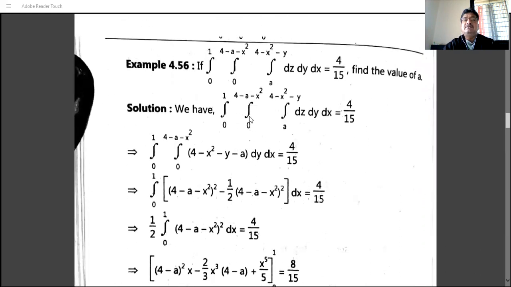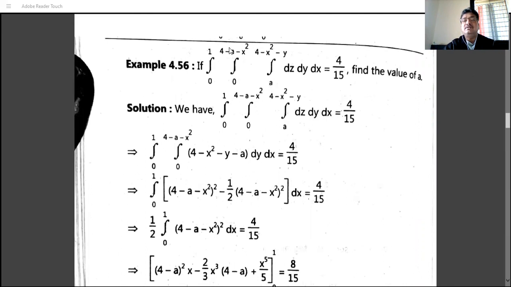Then the next problem is a triple integration, 0 to 1, then 0 to 4 minus x square, and a to 4 minus x square minus y square. So this limit is in terms of the two variables x and y, and so this is the limit on z.